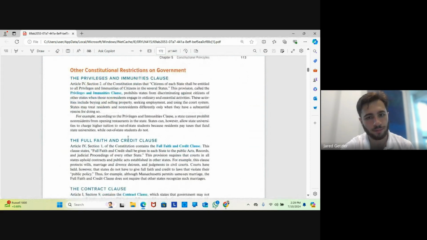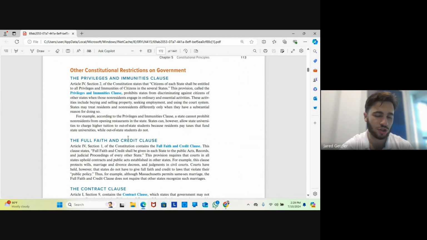So we also have the Privileges and Immunities Clause. All this means is that states cannot discriminate against citizens of other states regarding ordinary and essential activities. So for example, let's say I'm a Florida resident and I want to buy a property over in Tennessee. Let's say I want to buy an industrial warehouse for my construction business that is based in Florida. The seller of the property in Tennessee can't say, hey, I'm not going to sell you this property because you live in Florida, because that would be against the Privileges and Immunities Clause.